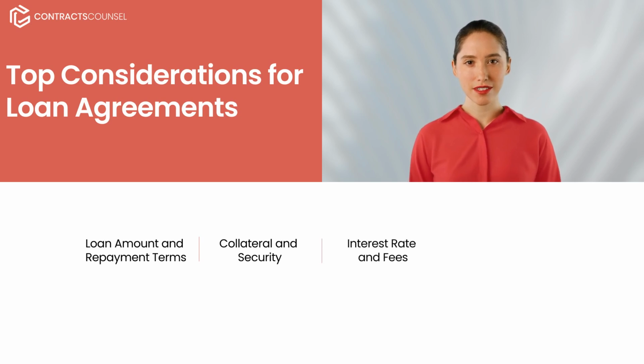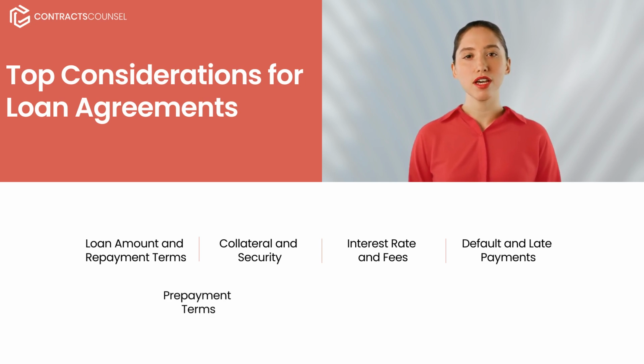Interest rate and fees. Review the interest rate, how it is calculated, and any additional fees or charges that may apply. Default and late payments. Understand the consequences of defaulting on the loan or making late payments, including any penalties or increased interest rates. Prepayment terms. Check for any penalties or fees associated with early repayment of the loan. Legal compliance. Ensure the loan agreement complies with local, state, and federal laws.